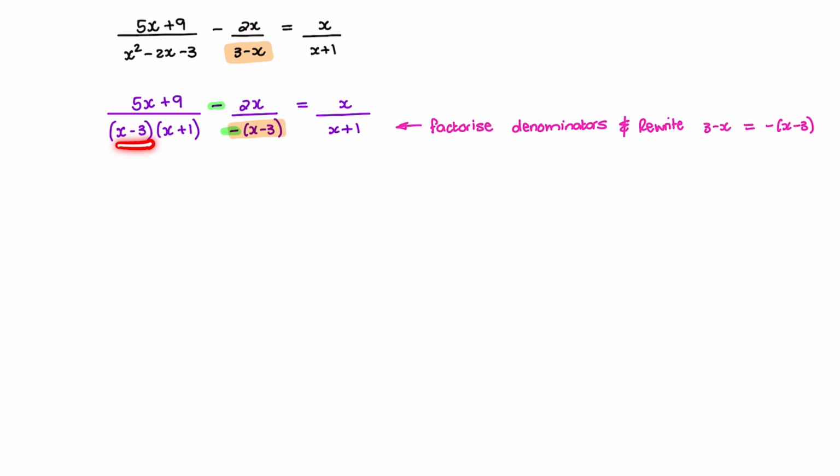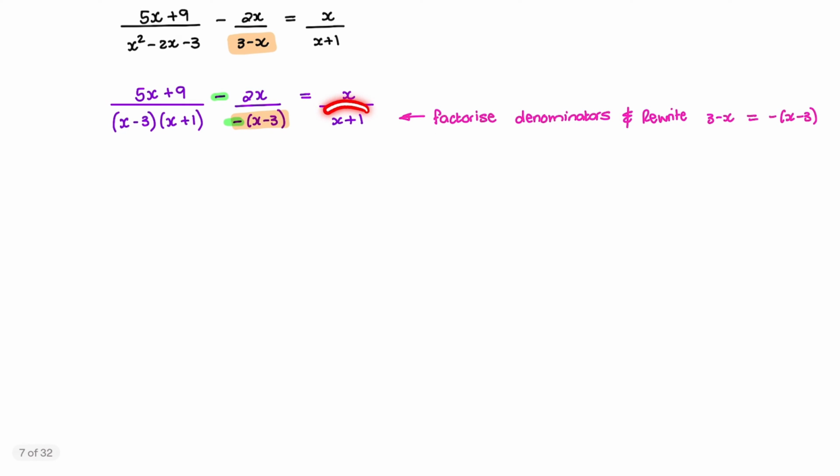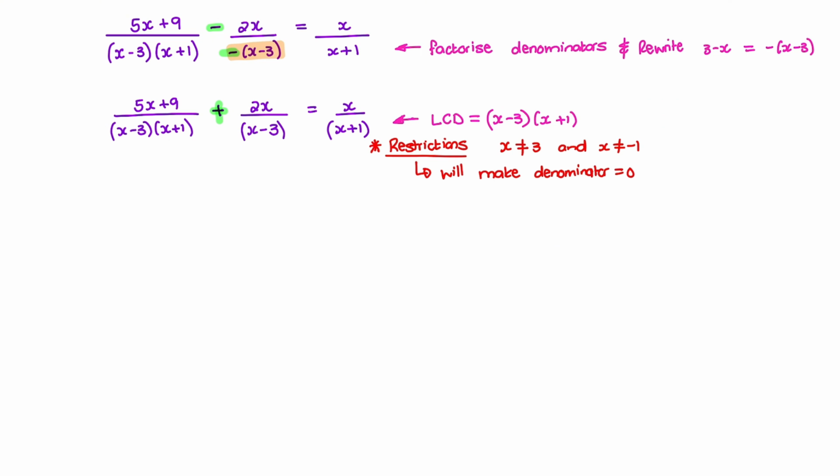But the reason why we do that is so that we can have an x minus 3 in the second term as well. And in a third term, or on the right-hand side, we already have an x plus 1. So that's our first step. Factorize the denominators where you can. And if you need to, do the sign change rule in order for the second denominator to look almost the same as the first.